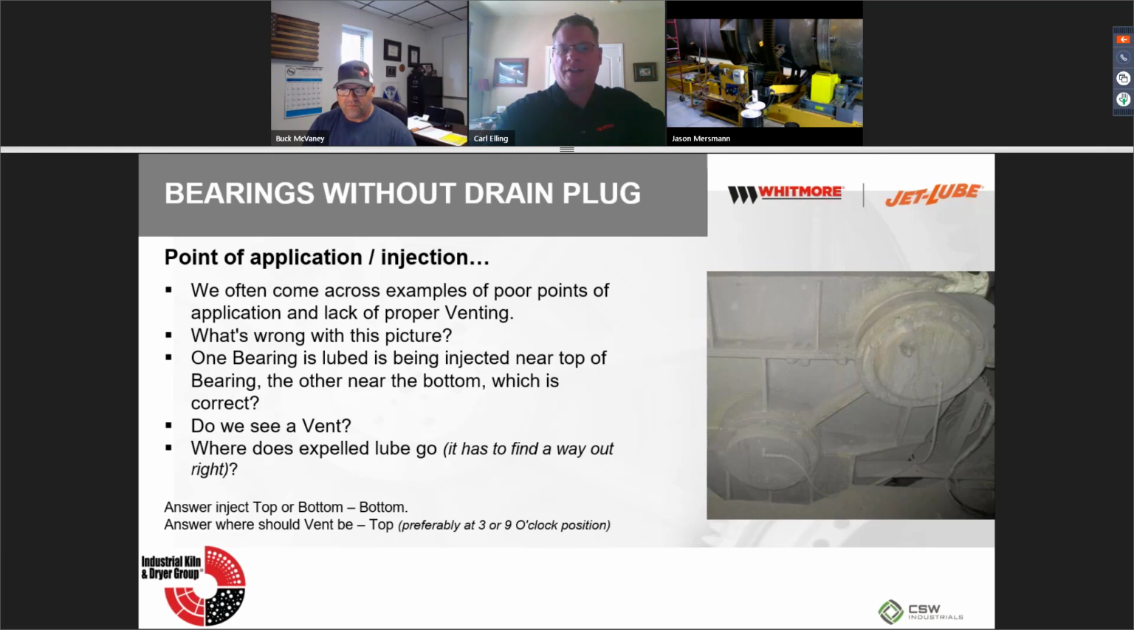All right, so if you can see the two bearing lines here, I'm not sure if my pointer will work, but we'll give it a try. Laser pointer, here we go. So this right here is the grease line. And then over here is also a grease line. This one's at the top, and this one's at the bottom. So the question is, which one is being lubed correctly? Is it the bottom one, or is it the top one?